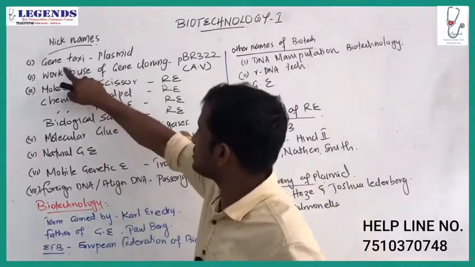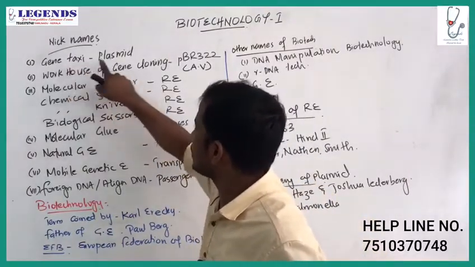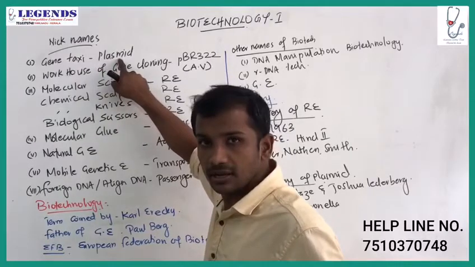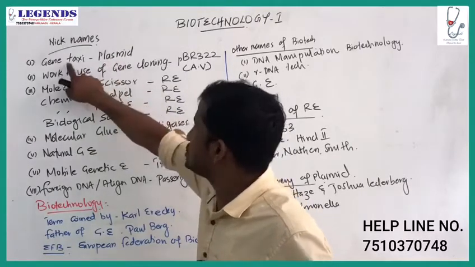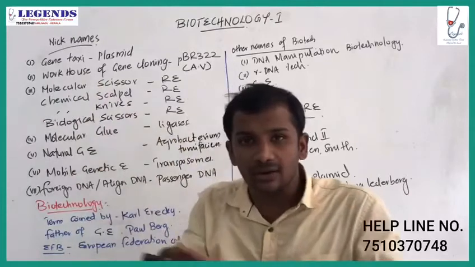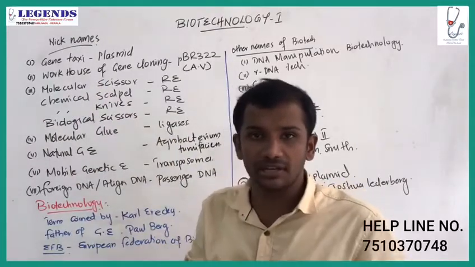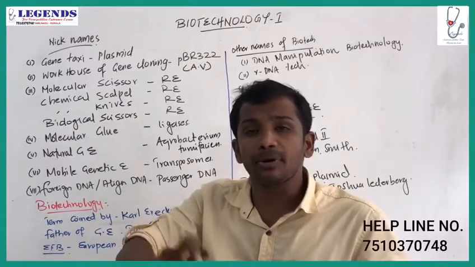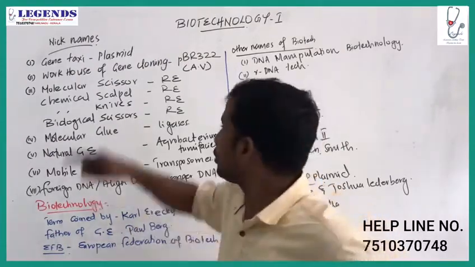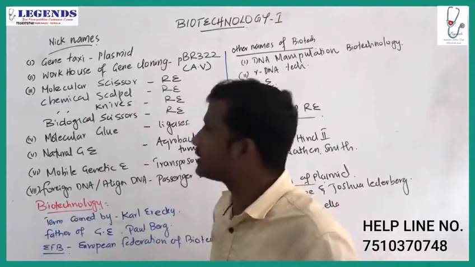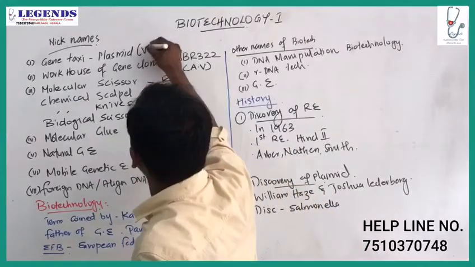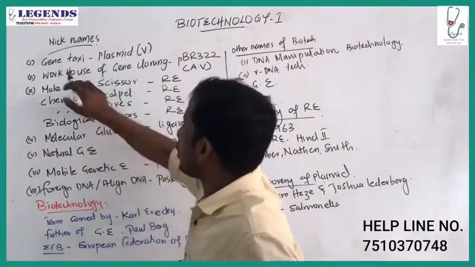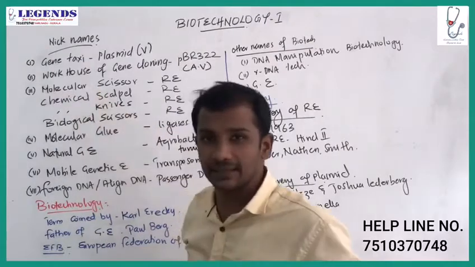So the first name is gene taxi, which is commonly known as plasmid. Plasmid is commonly known as gene taxi, the vehicle or carrier of a gene. When a gene is carried by something, that is called a vector. So plasmid is a vector. So the vector plasmid is commonly known as gene taxi.